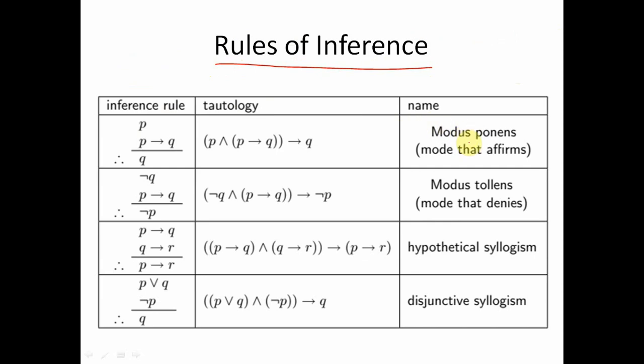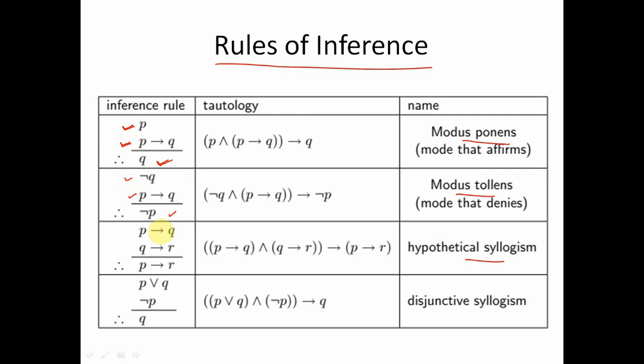Let's begin with a quick recap of the various rules of inference. First of all, it was modus ponens. What does modus ponens mean? If we have the premises P and P implies Q, then I can draw the conclusion Q. Modus tollens: if I have the premise P implies Q and I have the premise negation of Q, then I can draw the conclusion negation of P.